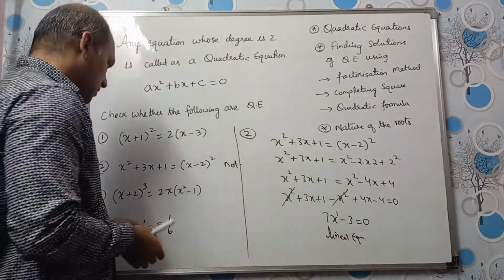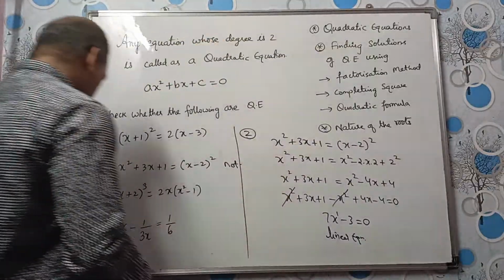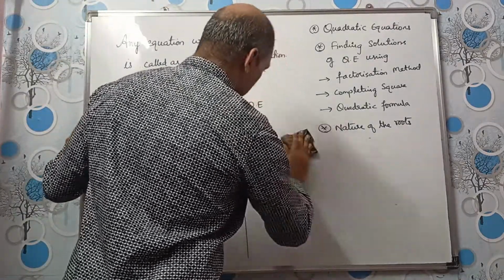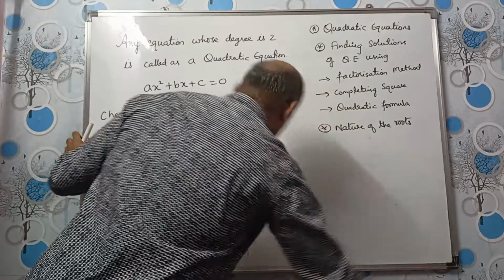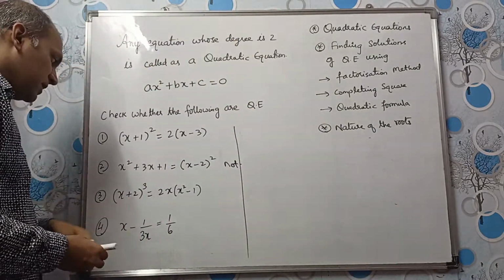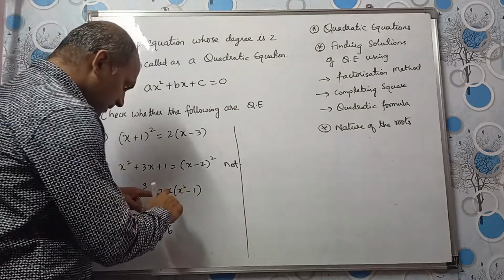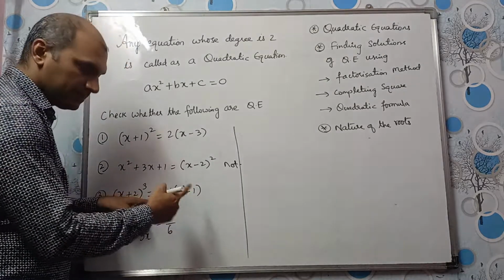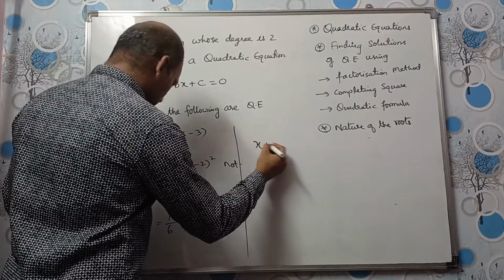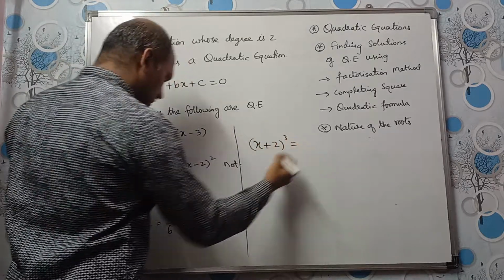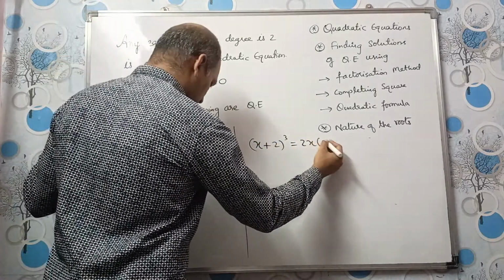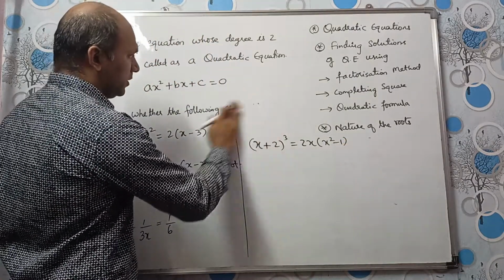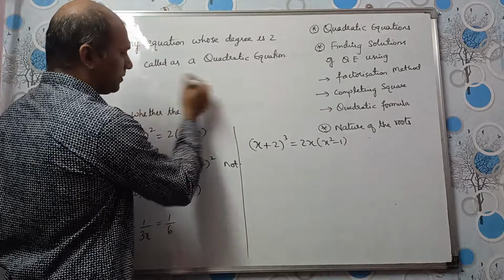Okay. Alright. Let us do the third bit. Okay, we have a cube. Alright. Let us expand using (a plus b) whole cube. Okay. Here also we will have a cube. See, 2x into x square will be 2x cube. (x plus 2) whole cube is equal to 2x multiplied by (x square minus 1). I'll write the formula of (a plus b) whole cube here.